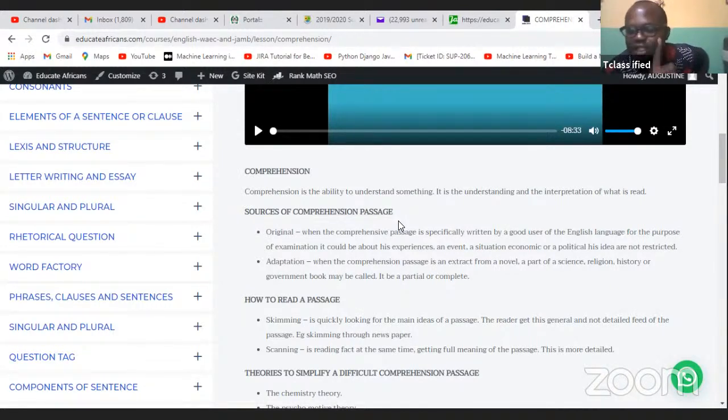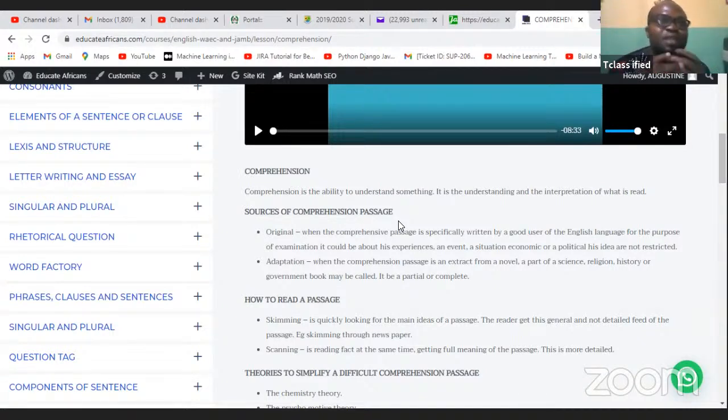So when a comprehension is coming from an original source, it simply means that the person that wrote that comprehension is writing it from his head based on what is happening. So he's writing facts based on his experiences, based on the events that are happening around him, based on the political situation of the country. So that is called original. The writer of the comprehension is writing from what is happening. He's the creator, he's the original maker of the comprehension passage.